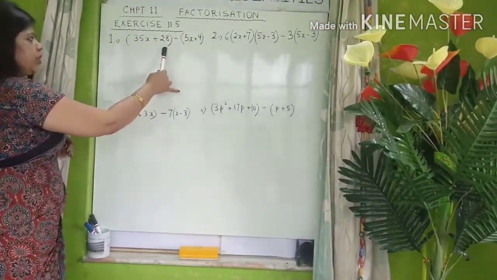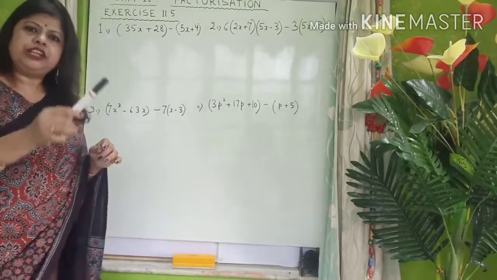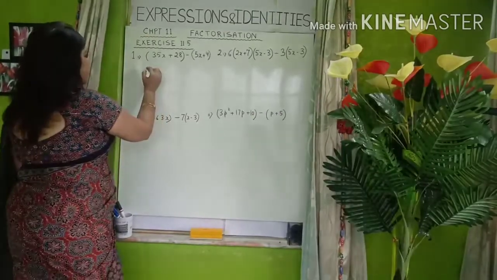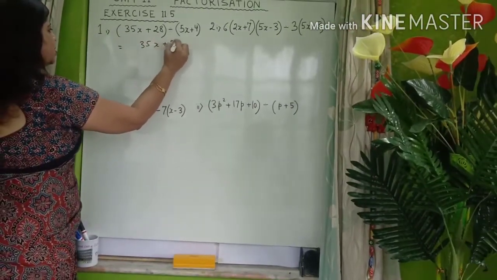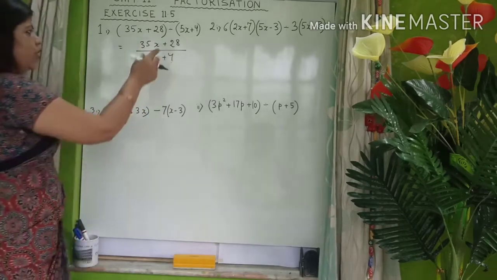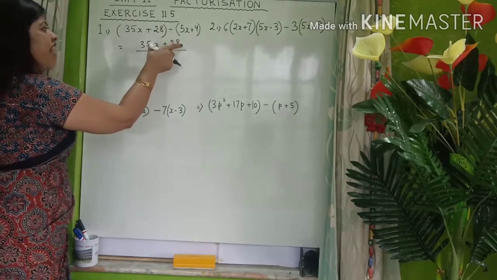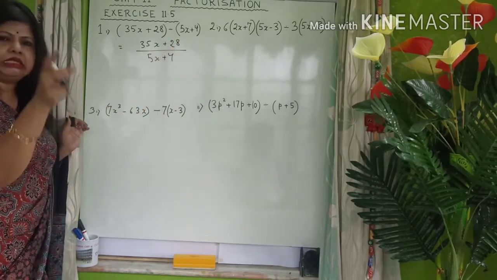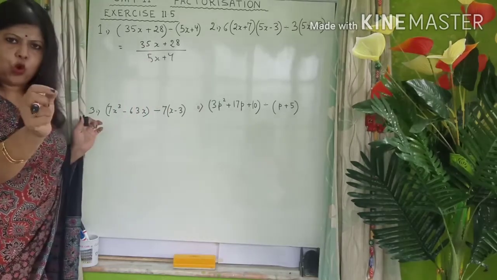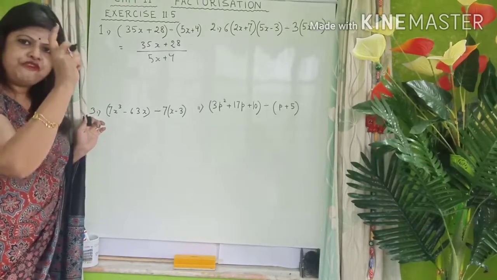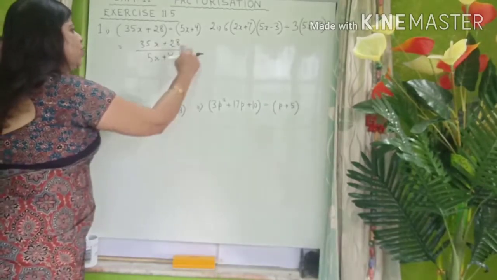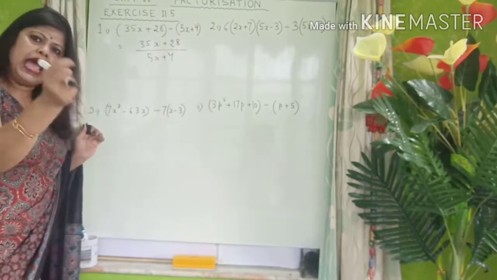As you come to the first question, children, the question is 35x plus 28 divided by 5x plus 4. So, I write in the format 35x plus 28 divided by 5x plus 4. Now students, what you have to do with this dividend, you have to factorize the dividend in such a way that you get 5x plus 4, and you cancel off 5x plus 4 and solve.